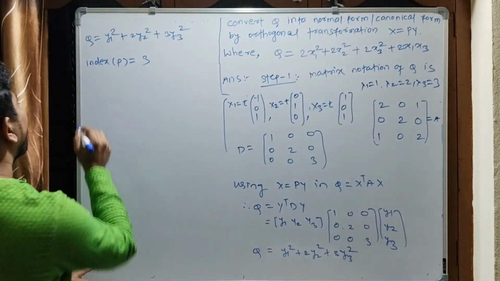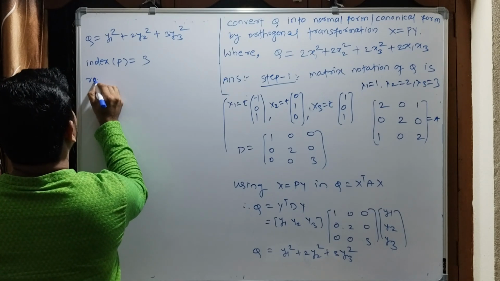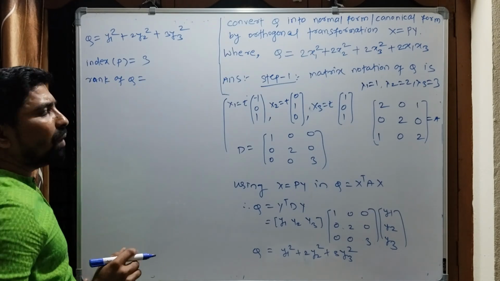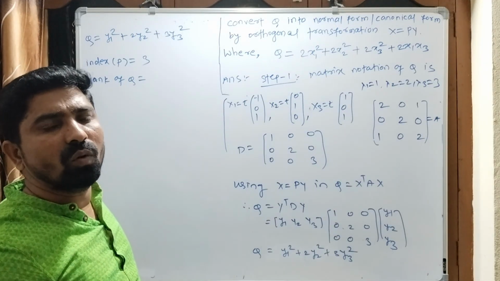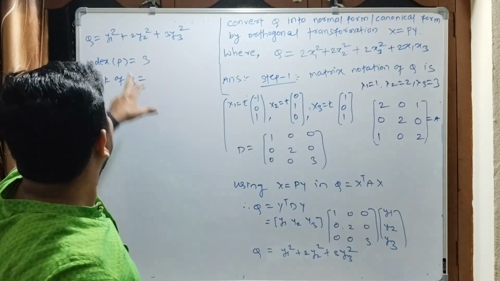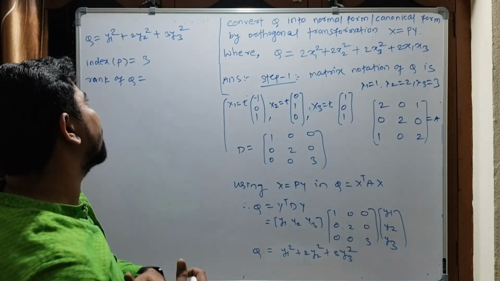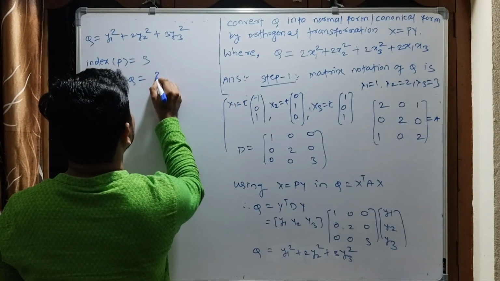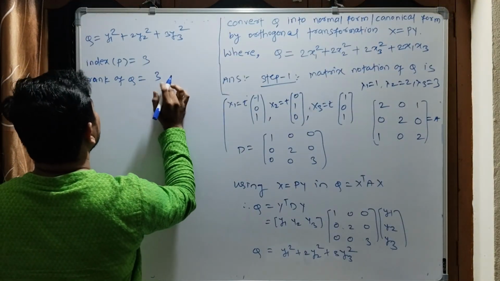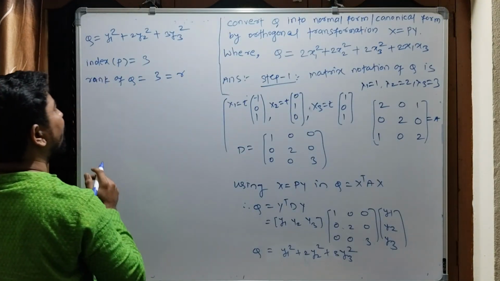So here the rank of the quadratic form q equals the number of non-zero eigenvalues of the given matrix. That is, the number of non-zero eigenvalues is 3. That is my rank of the quadratic form. So this is my index, and this is my rank of my quadratic form.